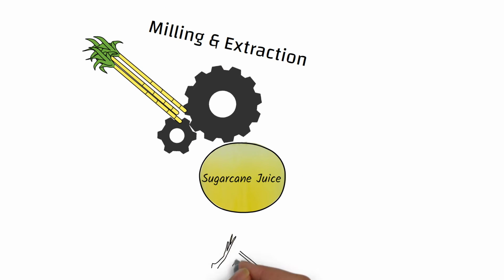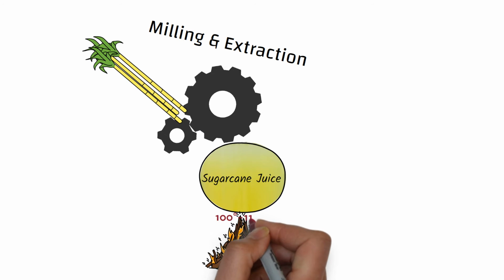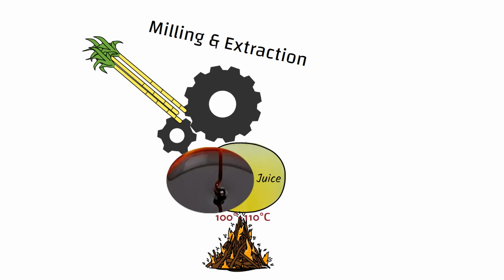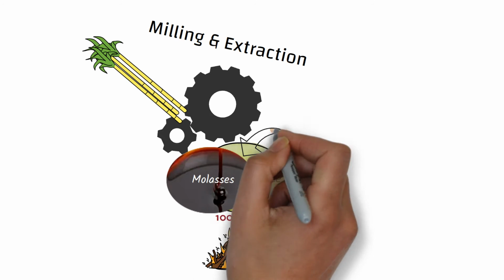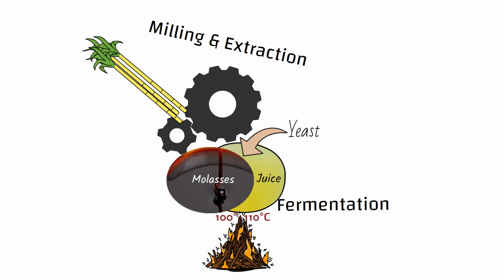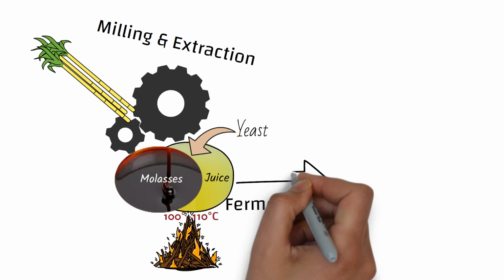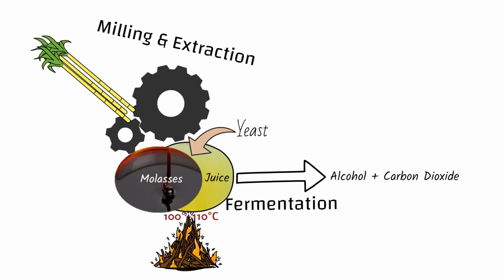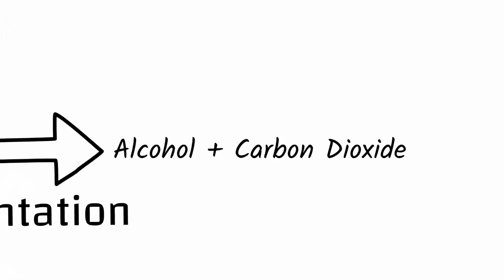In another way, we can also heat this filtered sugarcane juice to around 100 to 110 degrees Celsius. At this temperature, water is evaporated off, leaving behind a thick syrup known as sugarcane molasses. Now, in this sugarcane juice or molasses, yeast is added to start the fermentation process. In this process, yeast converts sugars into alcohol and carbon dioxide. Fermentation typically takes several days.